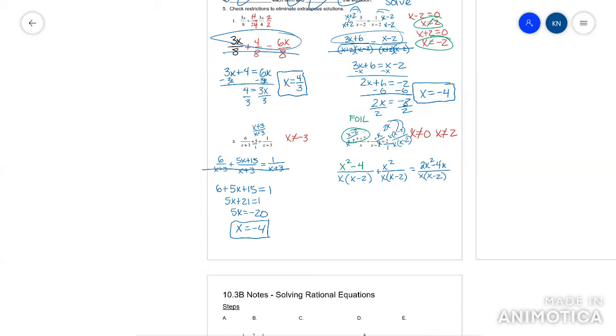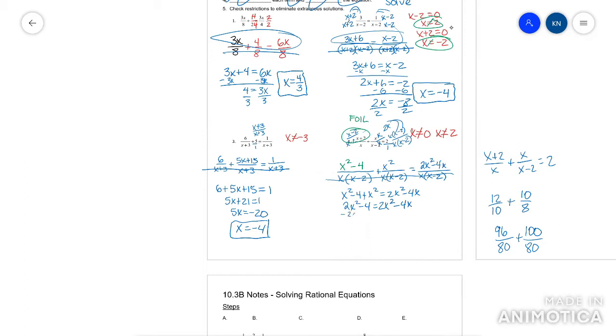All right, so you had to get the common denominator there. Now, you can ignore the denominator and look at the numerator, and you've got x squared minus 4 plus x squared equals 2x squared minus 4x. All right, so once you write the numerator out, now over on the left side, I'd probably combine like terms. And now you want to get everything to one side, so make it equal 0. So I would minus 2x squared and add 4.